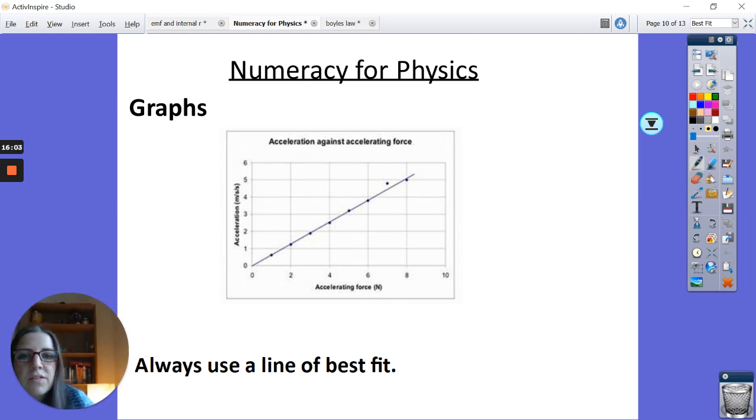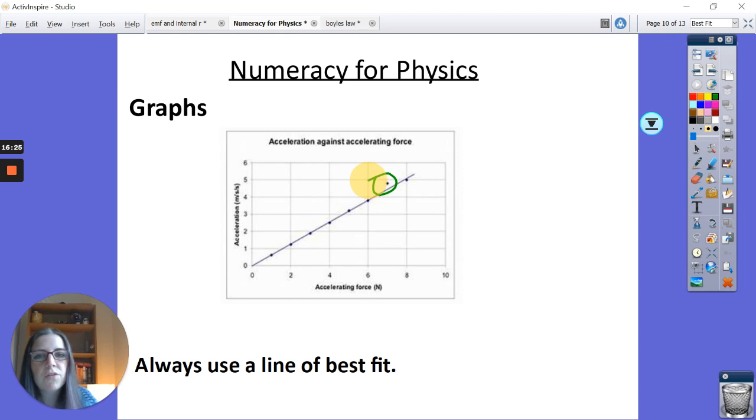But what we can see from the results is the trend that they would be in. We can see the overall trend of this graph. So although this point up here doesn't lie perfectly on the line, that's fine because our point of the graph is to show that overall relationship. We want to be able to see that as the accelerating force increases, the acceleration increases.